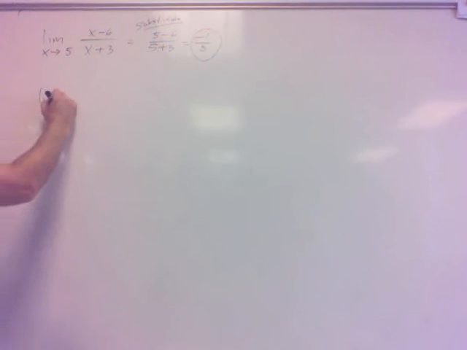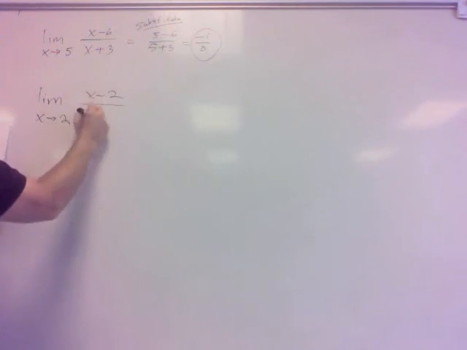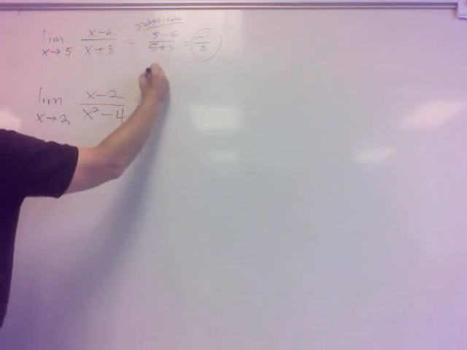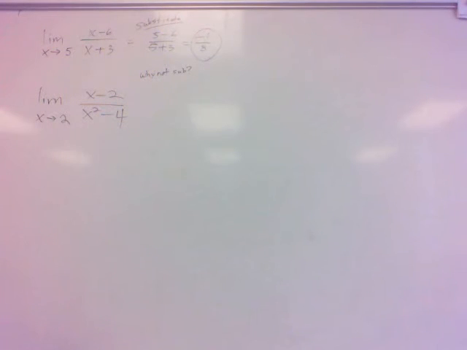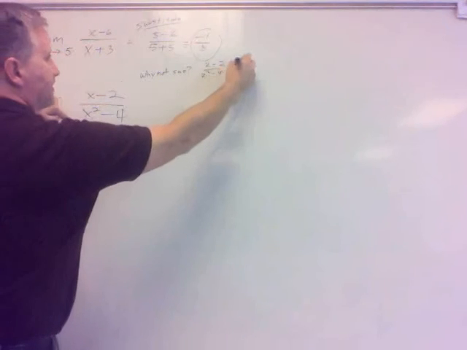The problem, though, comes in because here's what we run into. Say I had the limit as x approaches 2 of x minus 2 over x squared minus 4. I run into a problem there. Can I substitute here? No, not yet anyway. Why not? Why can't I substitute? Yeah, if I plug in x to be 2, I get 2 minus 2 over 2 squared minus 4. I get 0 over 0, undefined.